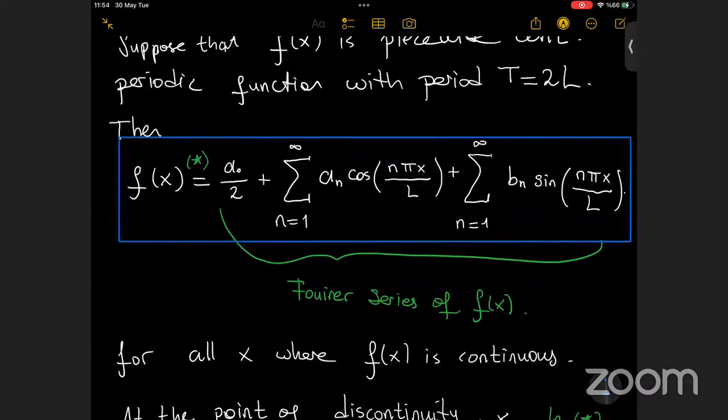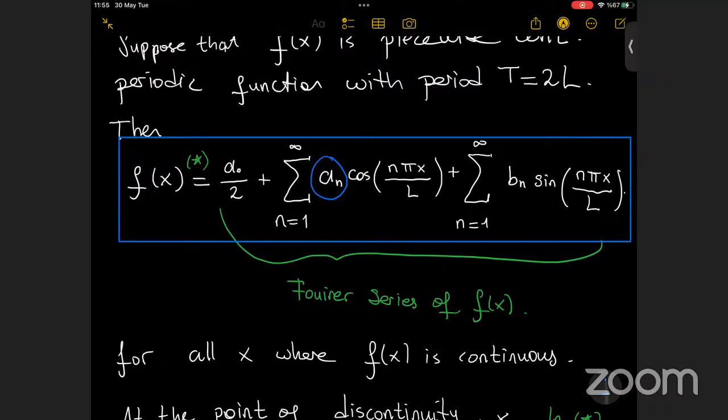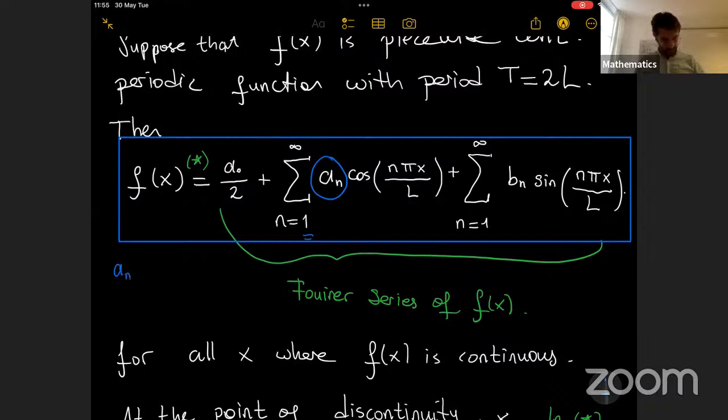Sorry, what do we mean by A0? A0 is a number. We will find out this later. It's a coefficient like A1, A2, and other ones like this, okay? So it's a number, and we will figure out what A0 is later, okay? Maybe I should say here AN and BN. These are some real numbers for all n bigger than or equal to 0, okay?